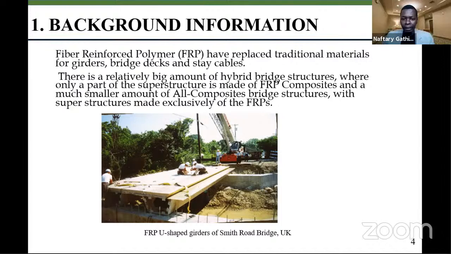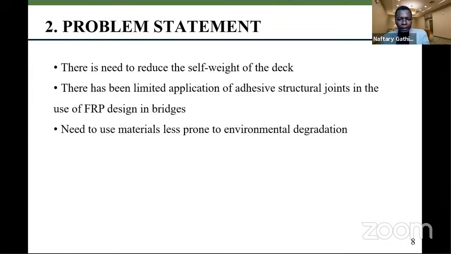And then when you come to the problem statement, the number two will be the last. I have no problem with you starting and saying there is need to reduce the self-weight of the deck. And you can say FRP material have been used to reduce the self-weight of the deck. Then you say FRP bridges, the typical or common connection is ABCD. Then you can talk of the steel, there is the degradation due to corrosion. And then finally, you can summarize with saying there is a need. There have been limited application of adhesive structural joints. So that now that flow comes into play. You have started with the FRP and all that. That's the flow that we have.